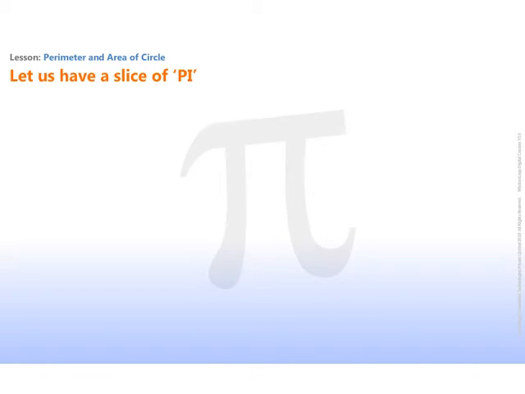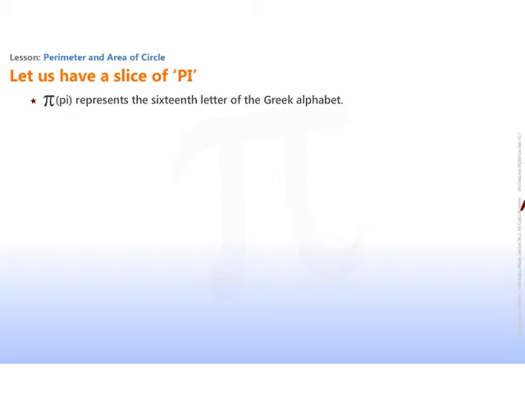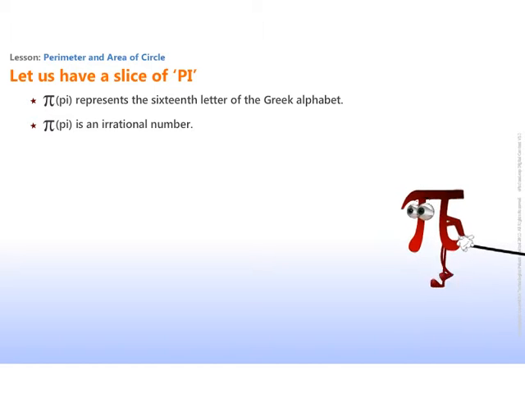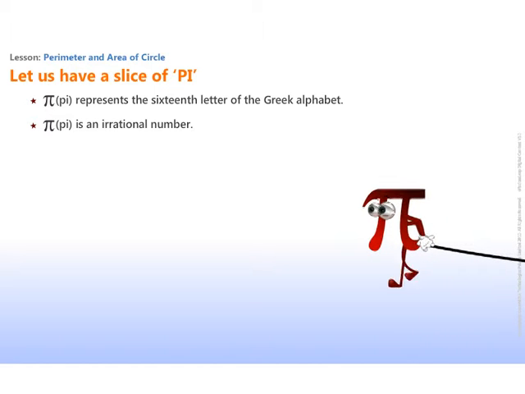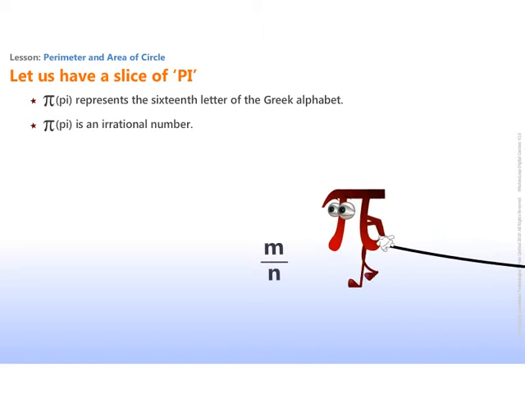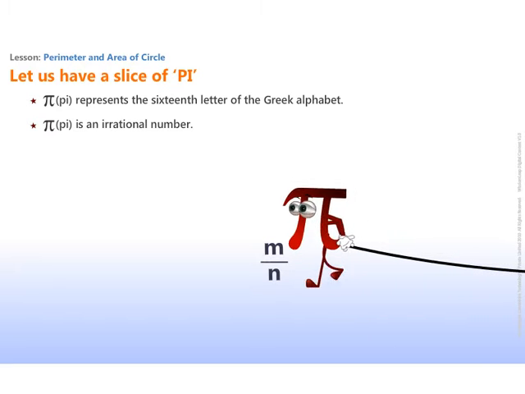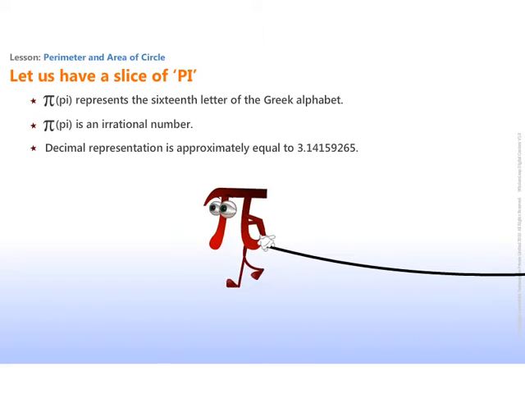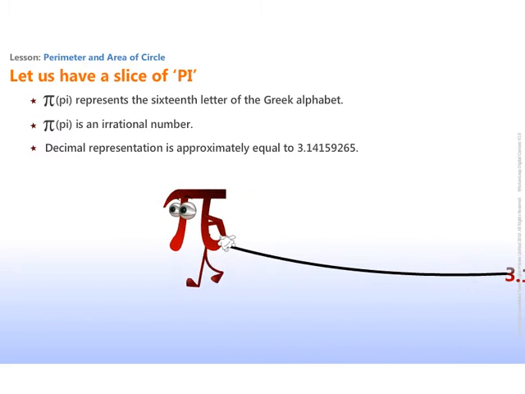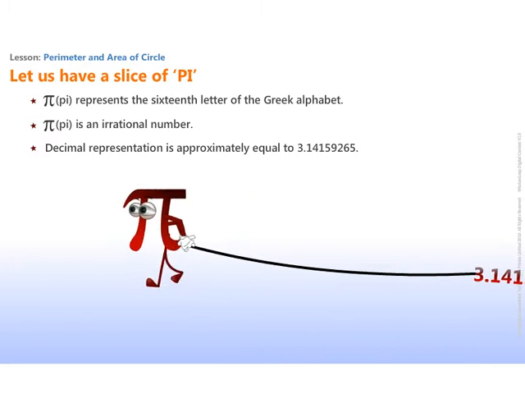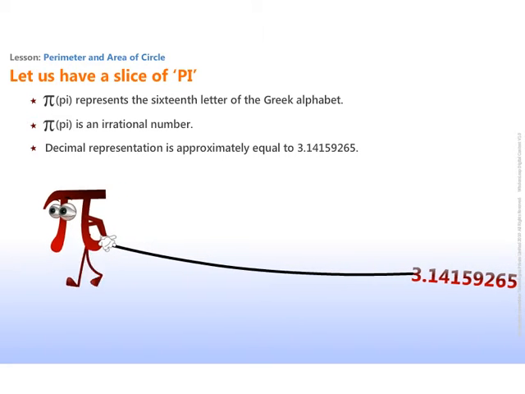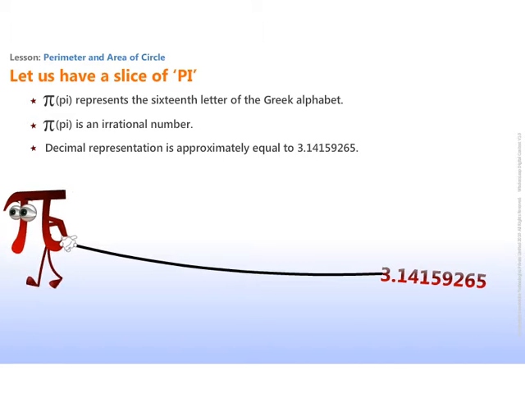Whenever we solve problems on circles and arcs, you will find yourself having to use the value of pi. Pi represents the 16th letter of the Greek alphabet. Pi is an irrational number, which means that its value cannot be expressed exactly as a fraction m over n, where m and n are integers. Consequently, its decimal representation never ends or repeats. It is approximately equal to 3.14159265 in the usual decimal notation.